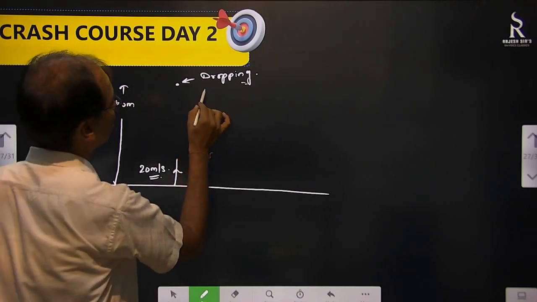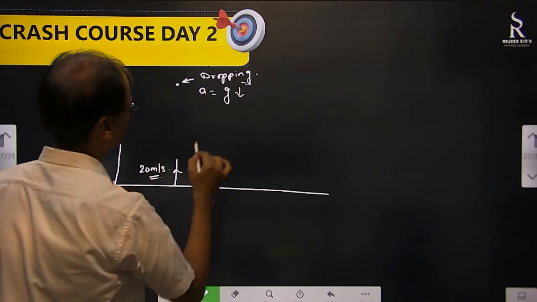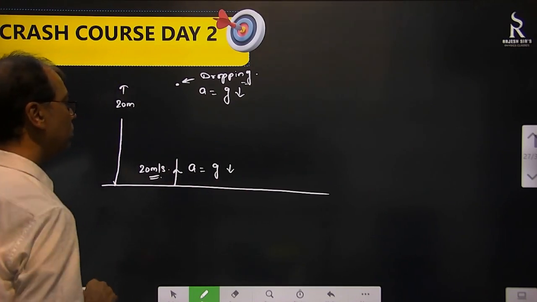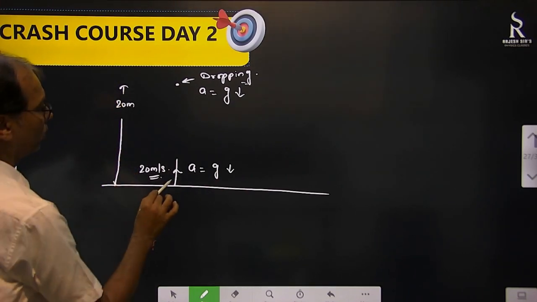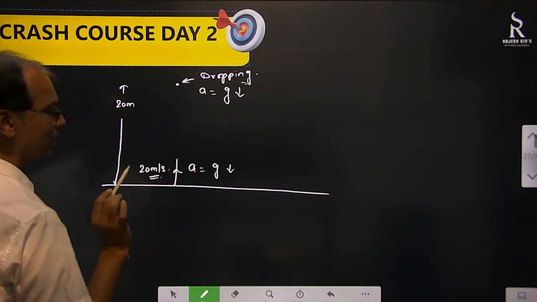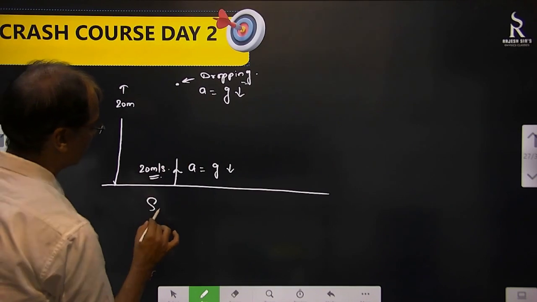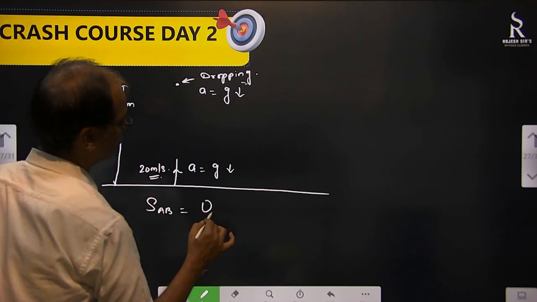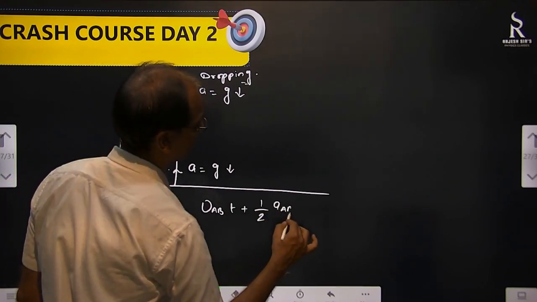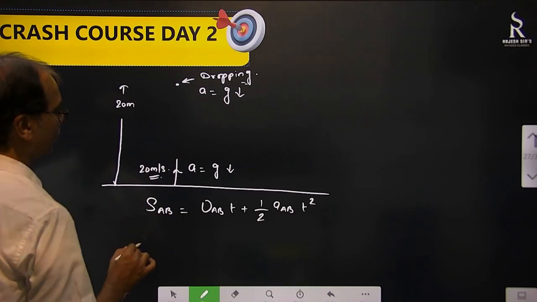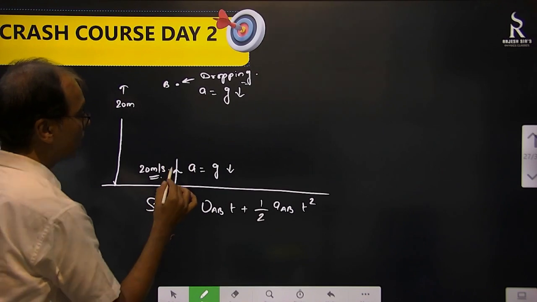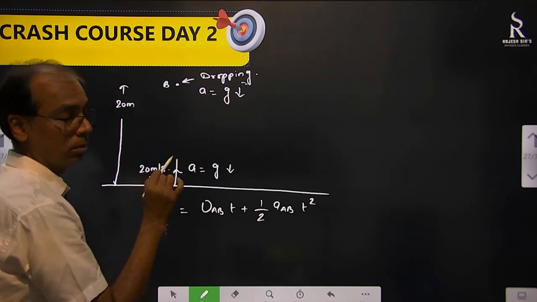Its acceleration is there? Yes, g, downwards. Its acceleration, it's a retardation, but that is also downwards only. What is the distance between them? 20. Its initial velocity is known, and the other's initial velocity is 0. Acceleration also known. So I am using the second equation again: SAB equals UAB into T plus half acceleration AB into T square. Here I am considering this is A and this is B. So how much is A going to travel with respect to B?